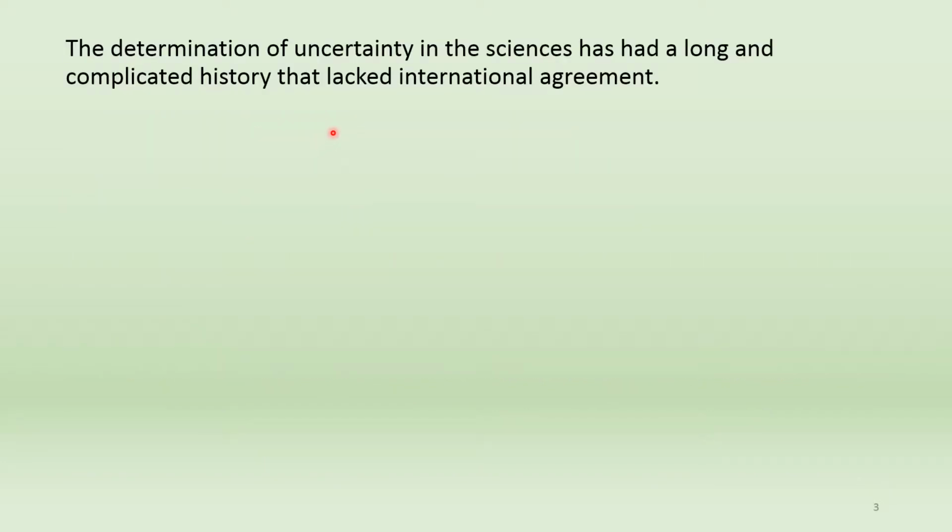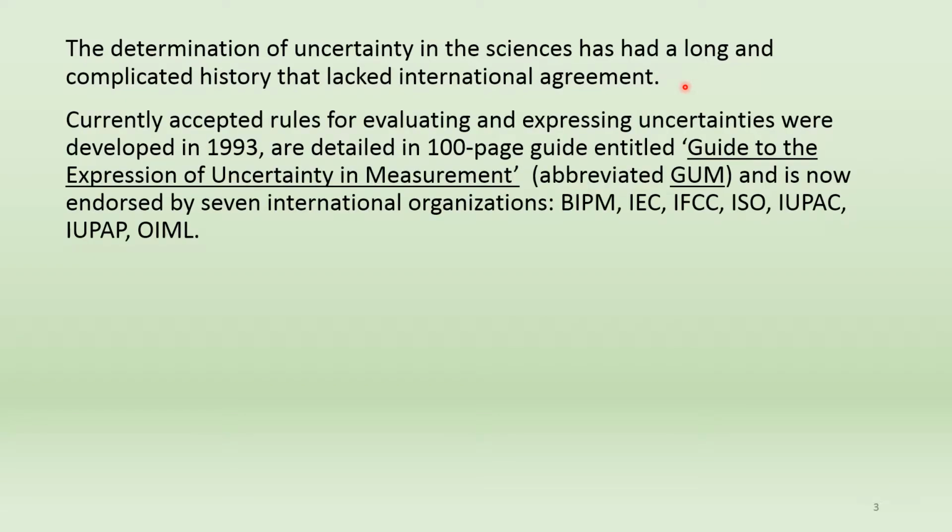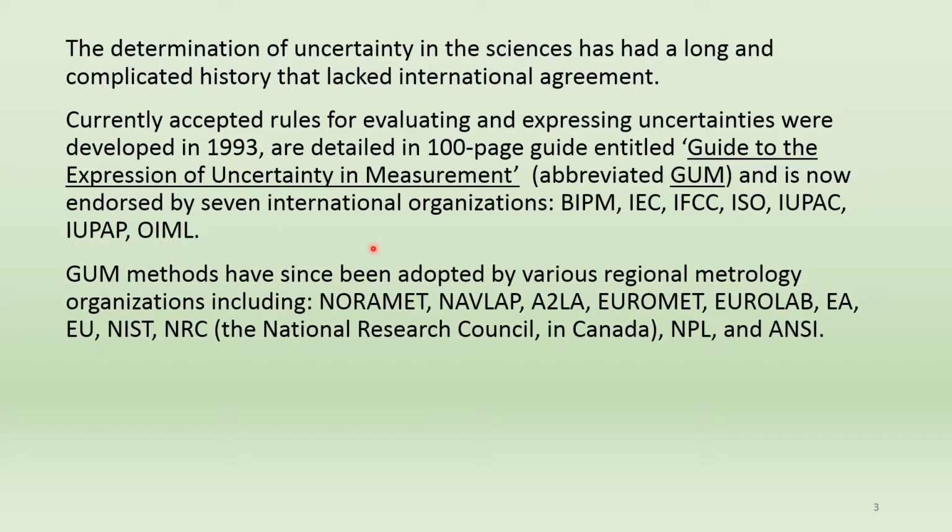So I want to give some context to what I'm going to explain in this video. And I'll start right here by admitting that the determination of uncertainty in the sciences has had a long and complicated history that has lacked international agreement. Now, the currently accepted rules for evaluating and expressing uncertainties were developed in 1993, and they're detailed in a 100-page guide entitled Guide to the Expression of Uncertainties in Measurement, abbreviated GUM for short, and is now endorsed by 7 international organizations. Here's a number of acronyms, some of which you may recognize, for example ISO and IUPAC, very common.